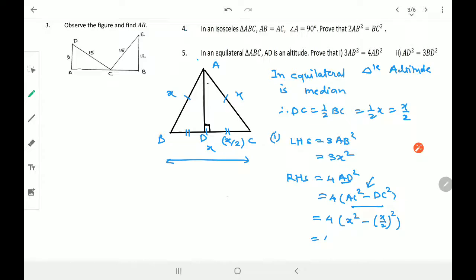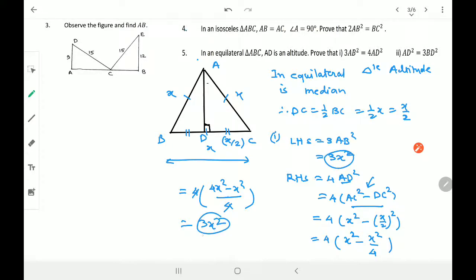Right? So I'll just simplify it. 4 into bracket x square minus x square by 4. Right? So 4 times x square, I will simplify it here. 4 into bracket 4x square minus x square upon 4. This 4 and this 4 get cancelled. 4x square minus x square is 3x square. And I got LHS is equals to RHS. Therefore, LHS is equals to RHS, which is 3AB square is equals to 4AD square. Clear? Getting it? So very simple, not difficult at all.